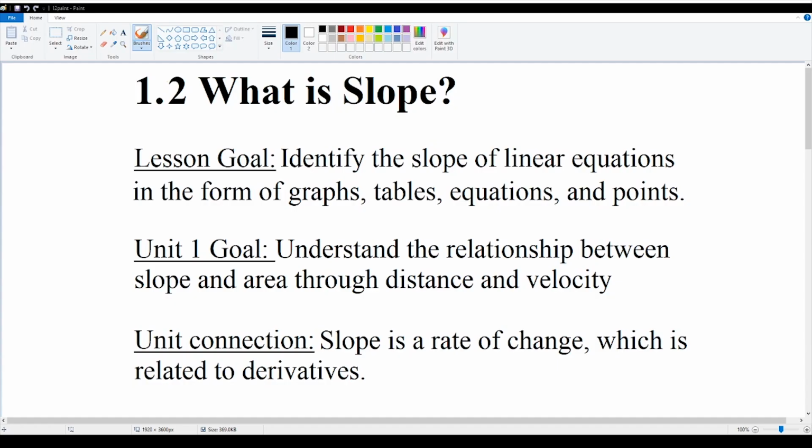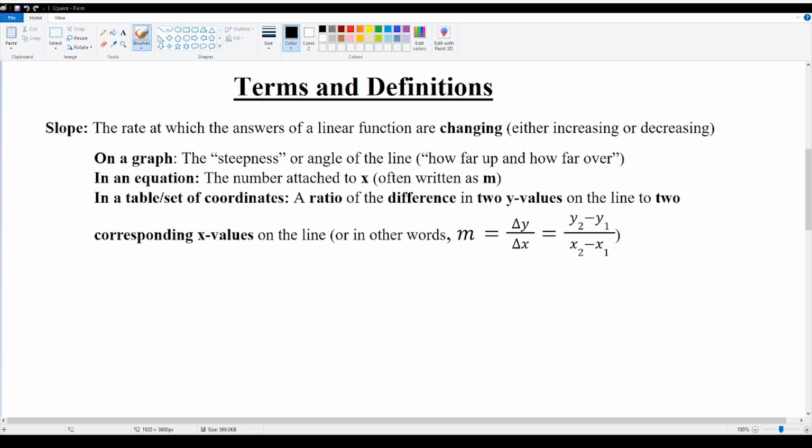For lesson 1.2, what is slope? Our goal is to identify the slope of linear equations in the form of graphs, tables, equations, and points. The connection here is that slope is a rate of change, which is related to derivatives. So for this lesson, the main thing that we're looking at is slope.